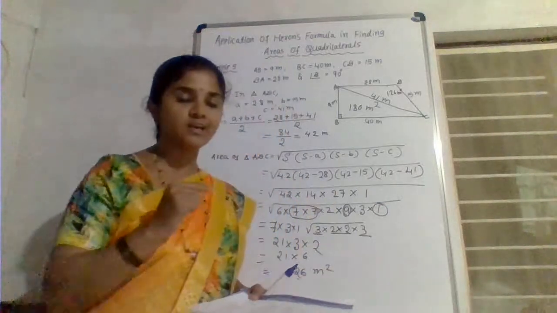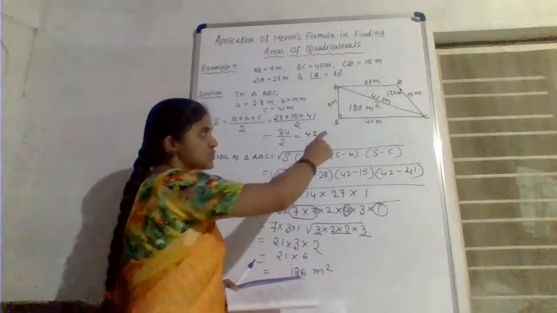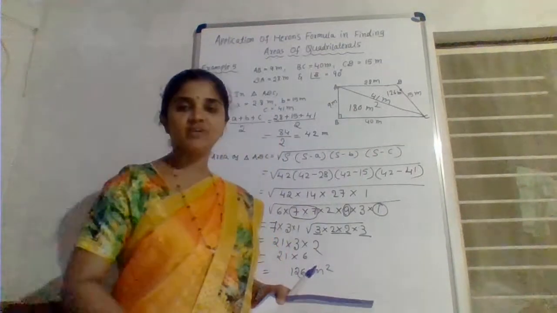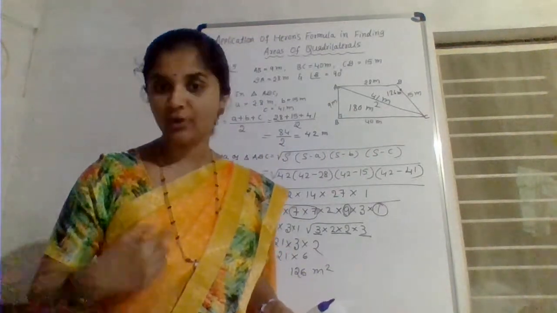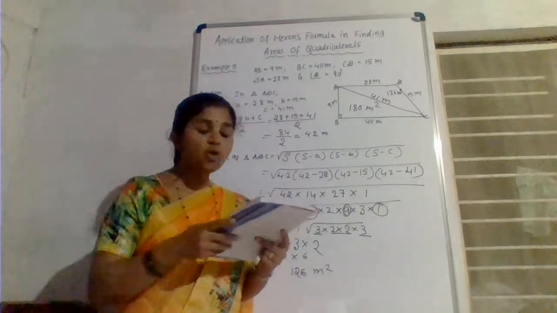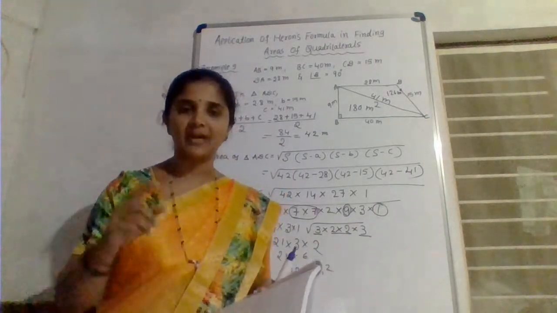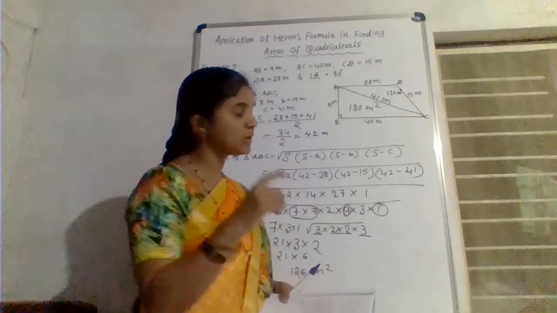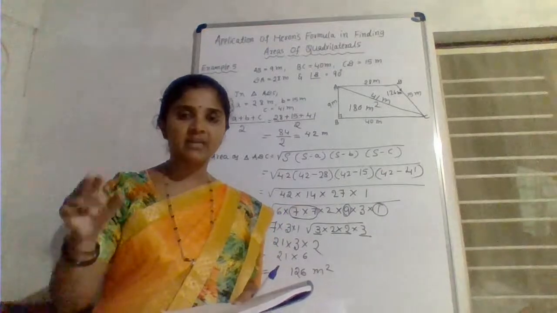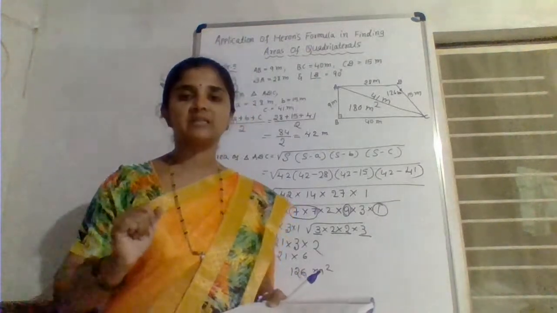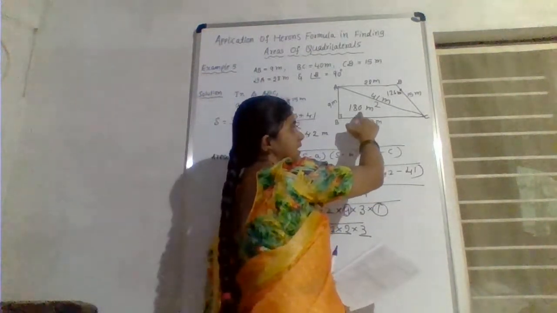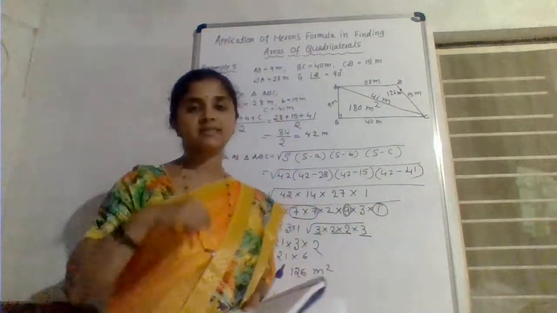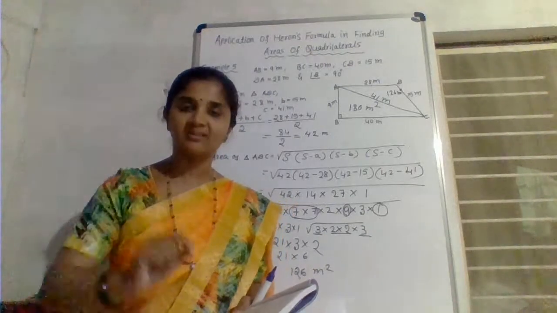So you have to write the conclusion. So which group actually? First group of students, they have cleaned more area. Then by how much actually? So you have to subtract 180 minus 126. How much will you get actually? 180 minus 126 is 54 meters square. So this group members, they have cleaned 54 meters square extra compared to the second group of students. That you have to write as the conclusion.